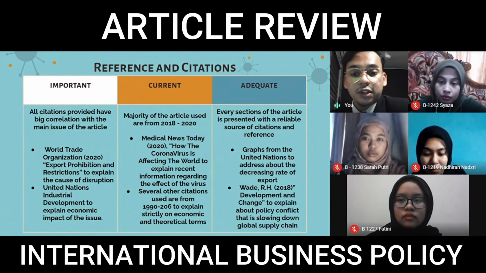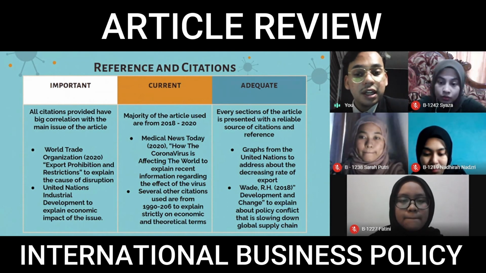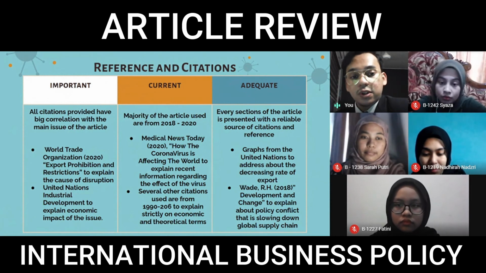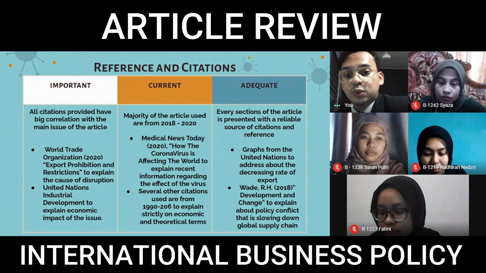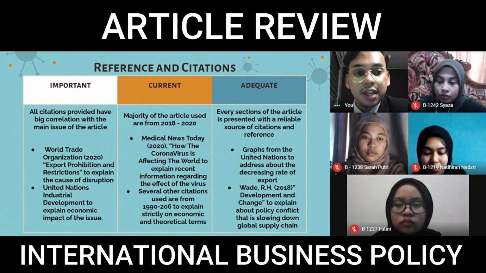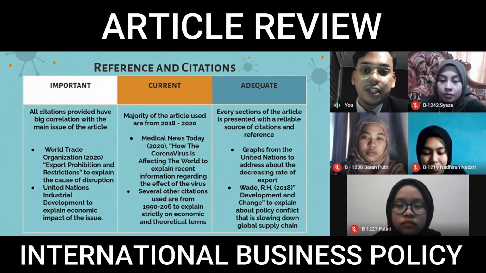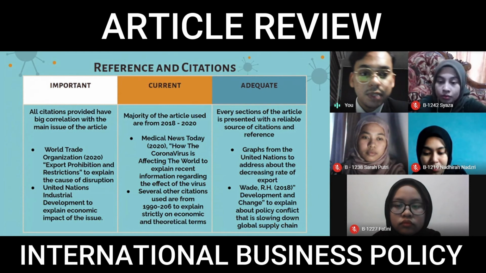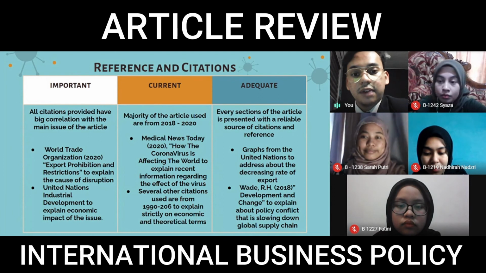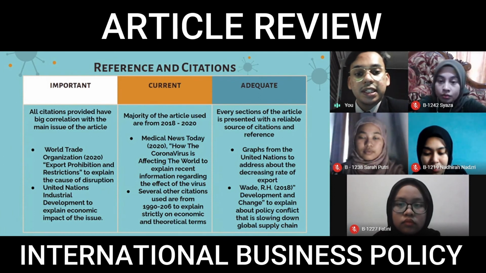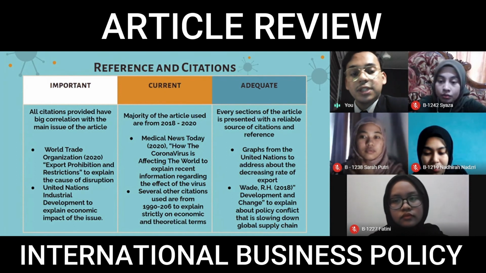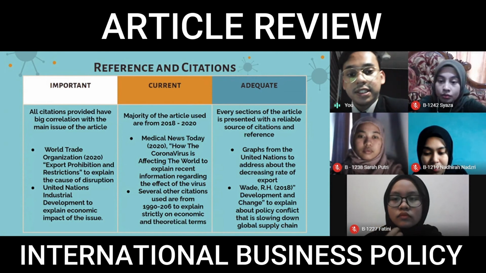For example, the author has used Medical News Today, titled How the Coronavirus is Affecting the World, to explain recent information regarding the effect of the virus, and also several other citations from 1990 to 2016 to explain strictly economic and theoretical terms. And last but not least, the citation and reference is adequate because every section of the article is presented with a reliable source. For example, the author has presented a graph from the United Nations to address the decreasing rate of export and used an article to explain policy conflict that is slowing down global supply chains.